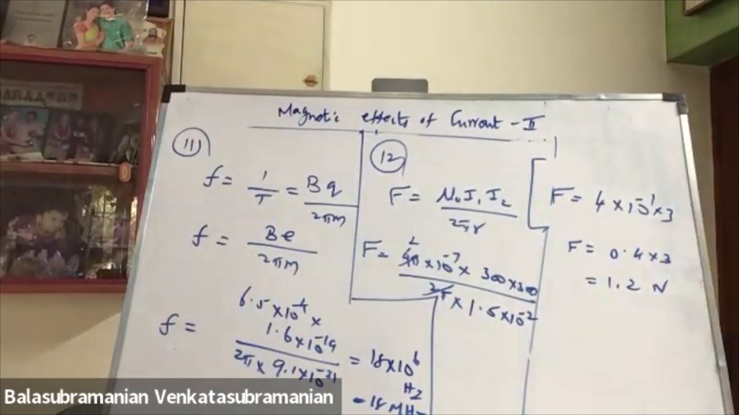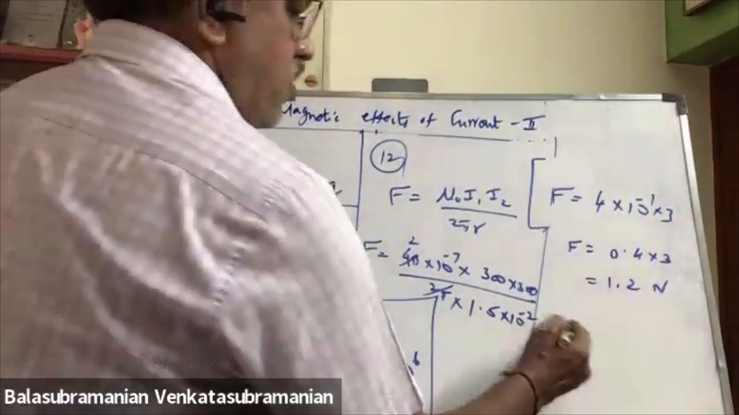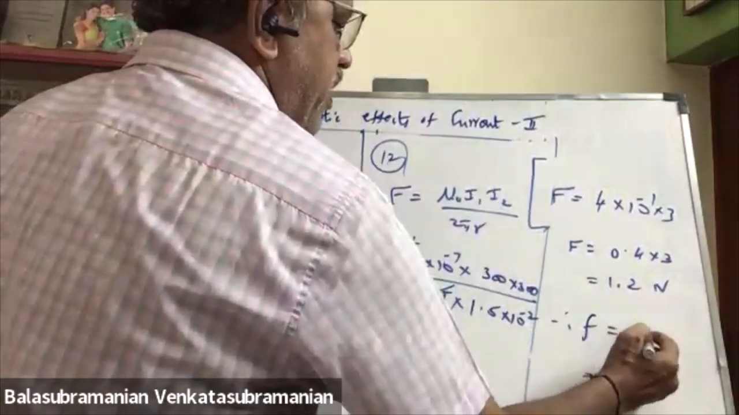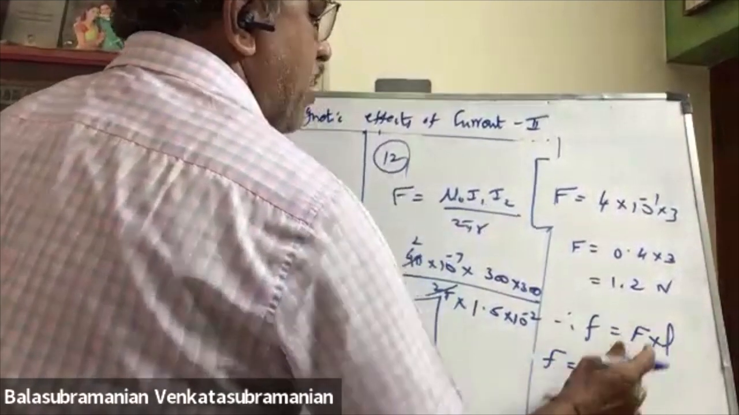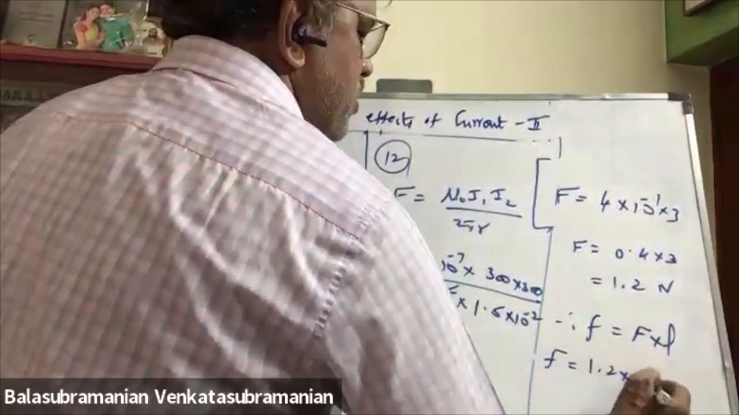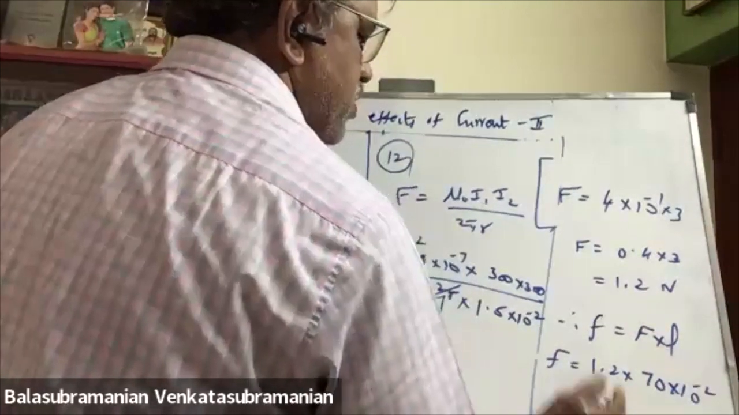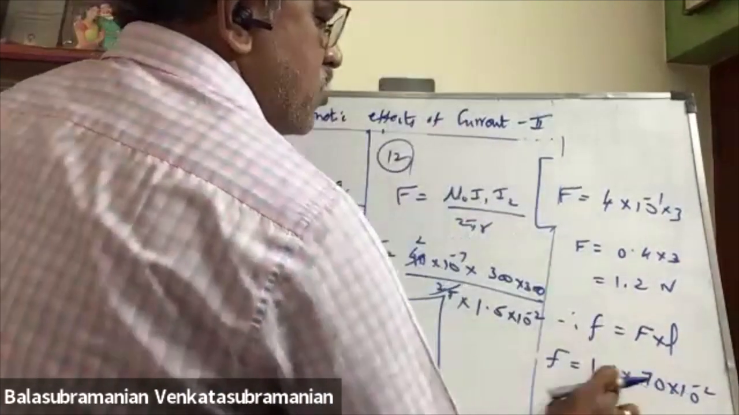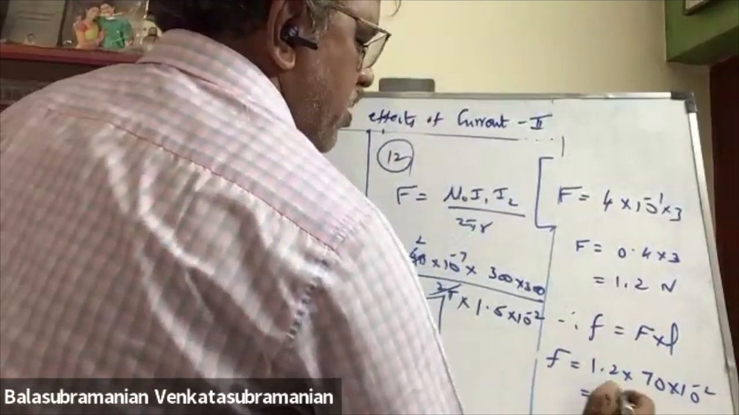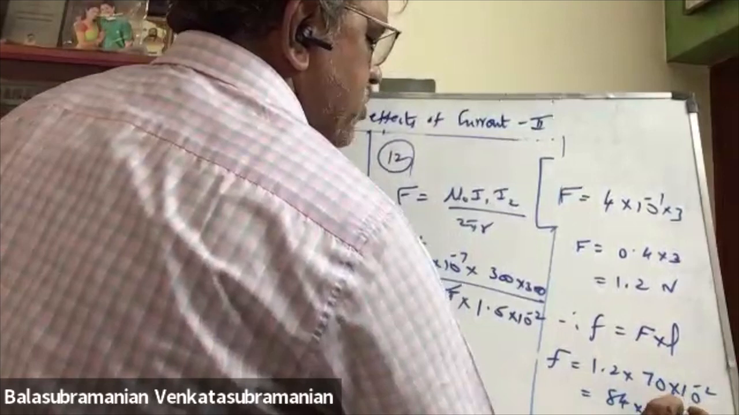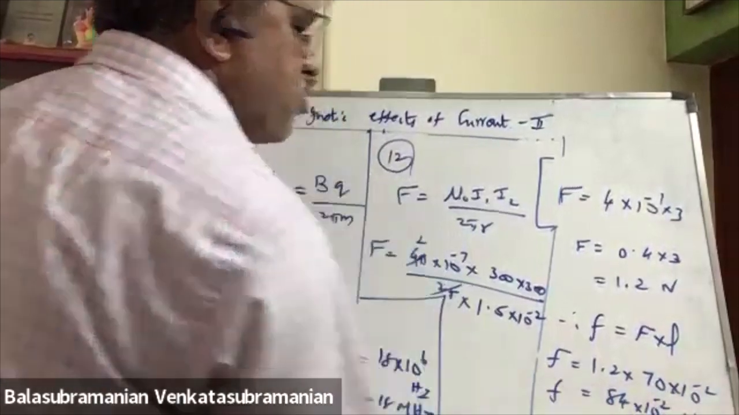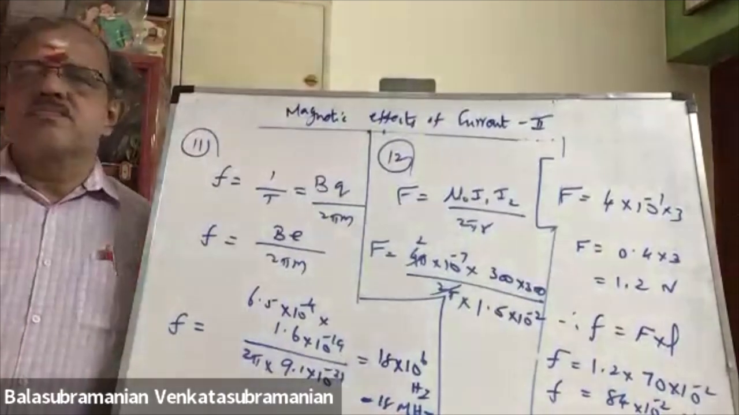Question is, what is the force between the wires if they are 70 centimeter long? Therefore, F is equal to capital F into L. Capital F is 1.2. This is 70 into 10 power minus 2. 12 sevens are 84. 84 into 10 power minus 2 Newton. 0.84 Newton. Correct?